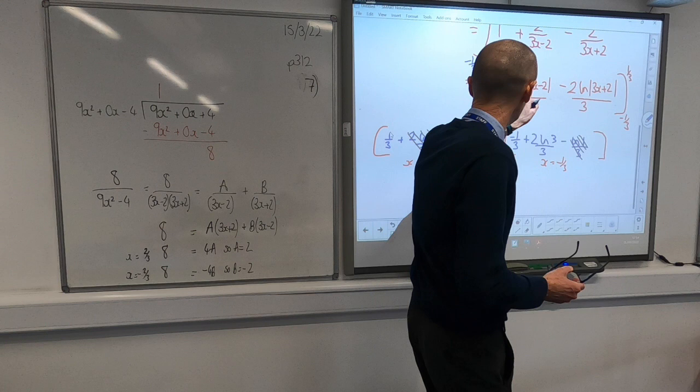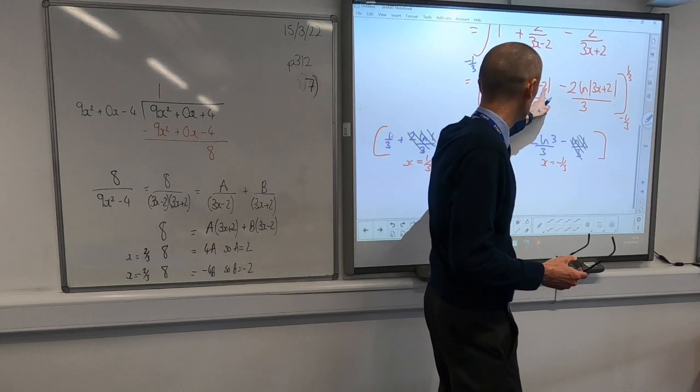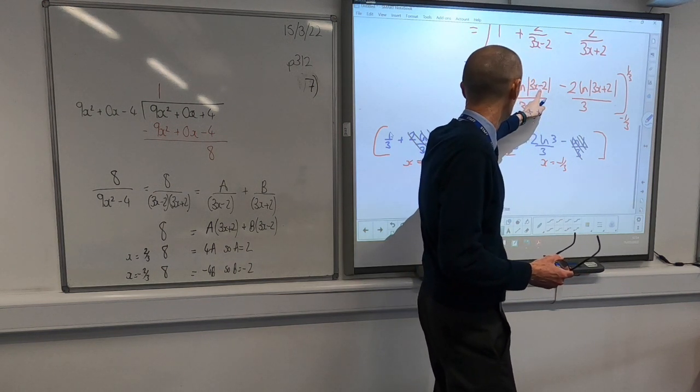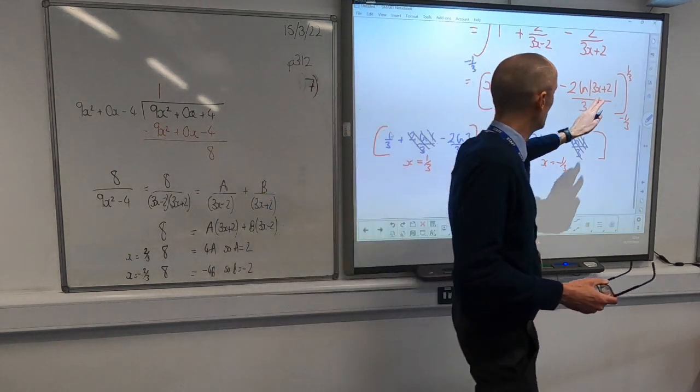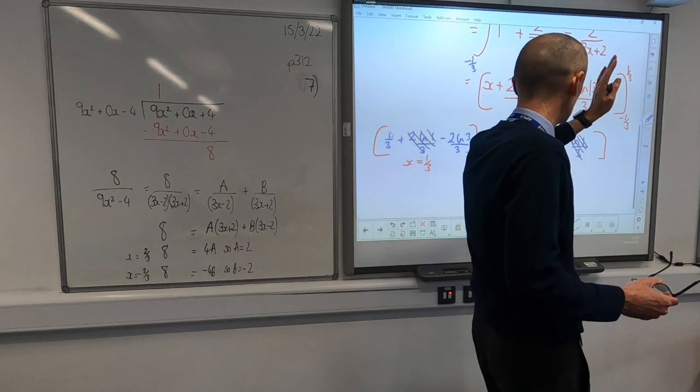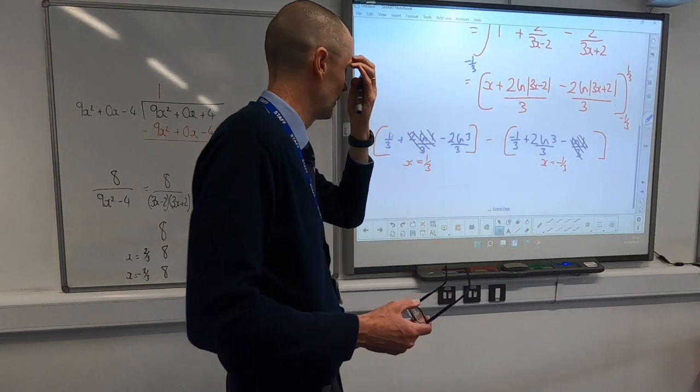So 3 lots of a third is 1. Take away 2 is -1. But it's the modulus sign, so we just do ln of 1. 3 lots of a third is 1, plus 2 is 3, so that's where that ln 3 comes from.